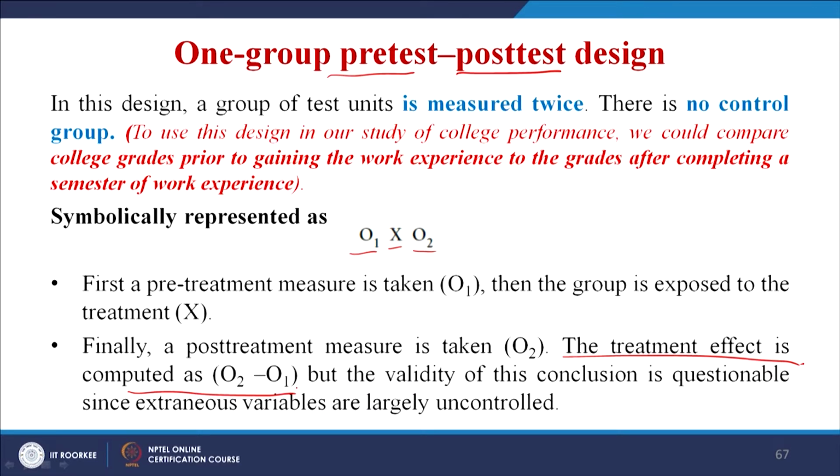O2 minus O1. But the validity of this conclusion is questionable, since extraneous variables are largely uncontrolled. When you say the extraneous variables are largely uncontrolled, what does it mean? It means that only the teaching or the treatment you have exposed the students to might not be the reason why the students' score is good or bad, because there could be other extraneous variables, like where the exam was taken, when the exam was conducted, who the students were, and what the background of the students is. All of it matters.